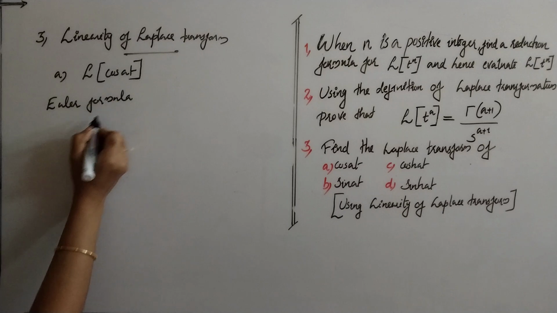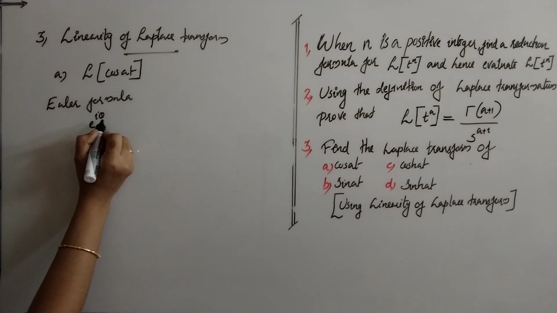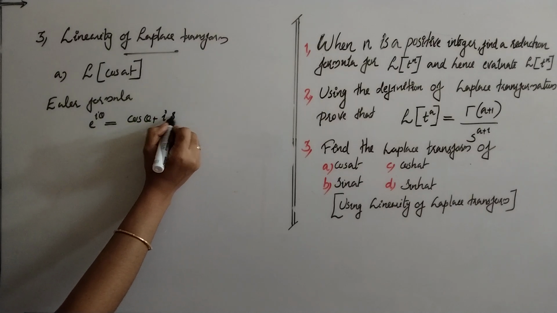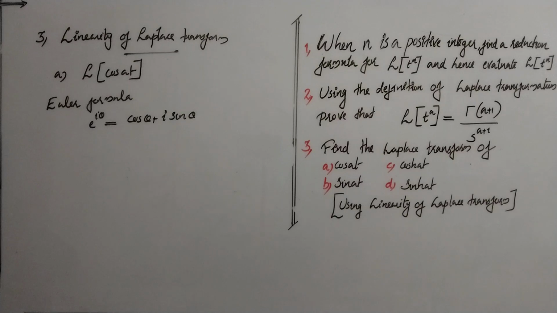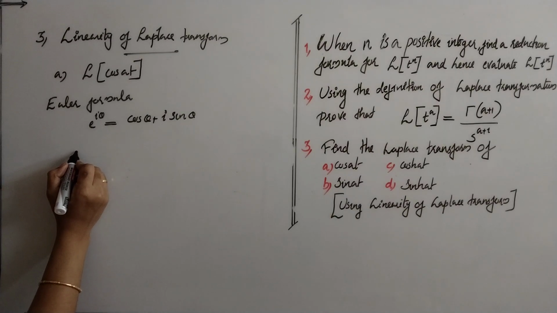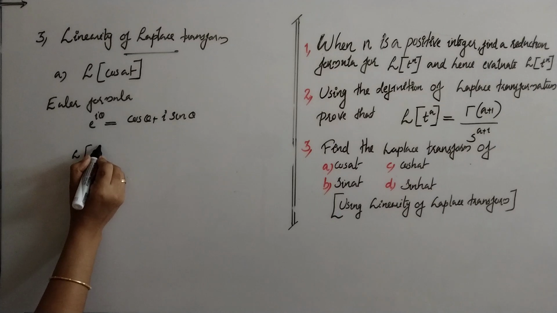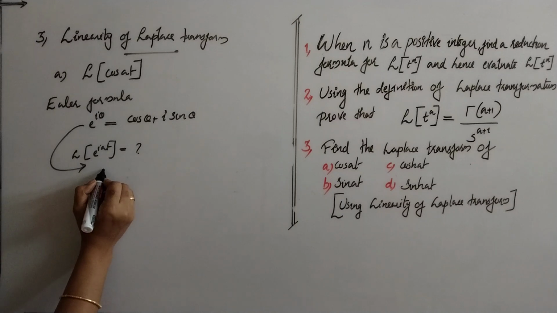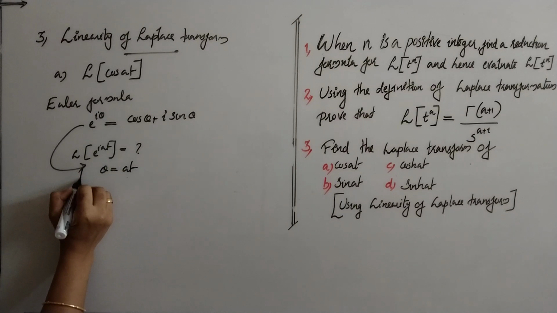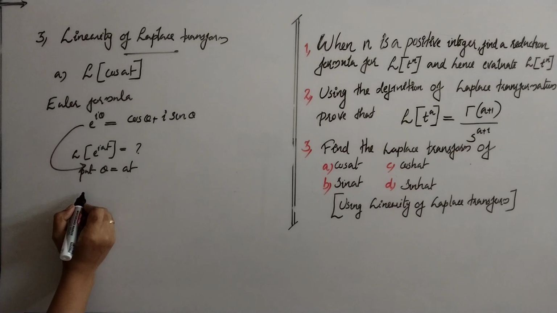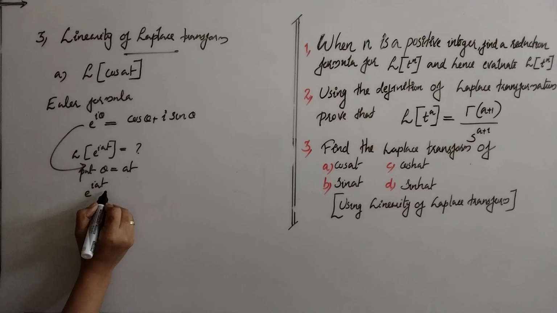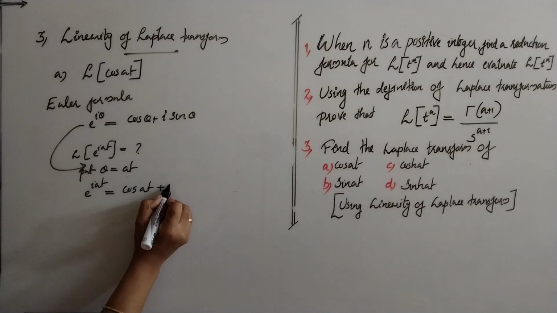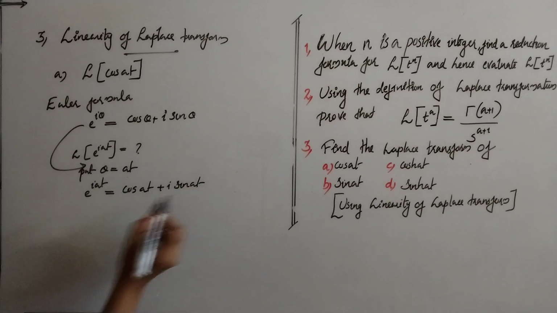That is e raised to i theta is equal to cos theta plus i sin theta. And we know the Laplace transform of e raised to iat. So I am changing theta to at, that is, put theta is equal to at, then that equation becomes e raised to iat is equal to cos at plus i sin at.